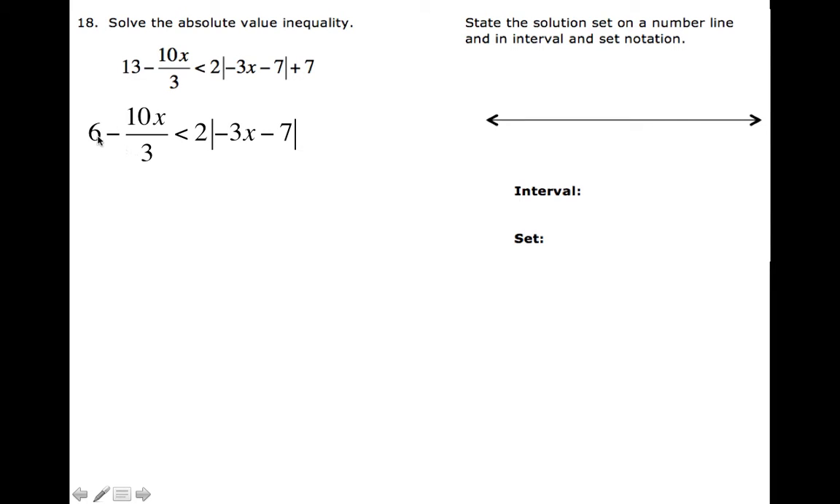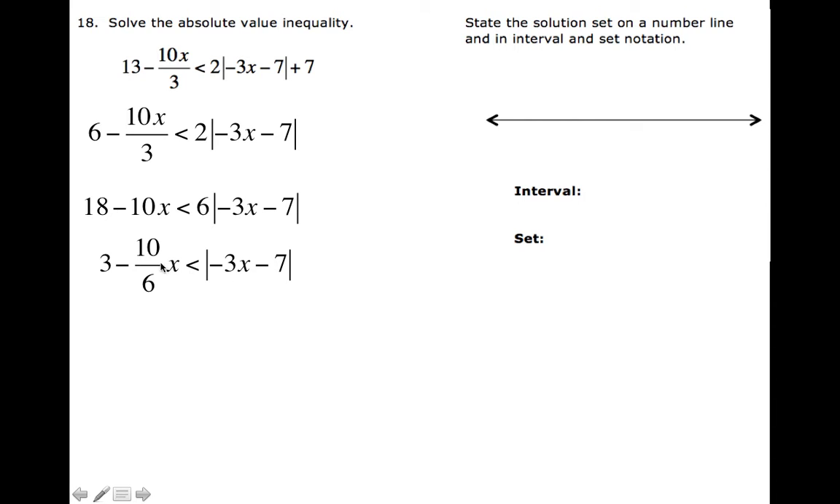Now I'm going to multiply everything by 3 to get rid of this fraction here. So 3 times 6 is 18. Multiply by 3 here to cancel, and multiply by 3 here to get 6. Now I will divide this side by 6 to get rid of the 6. 18 divided by 6 is 3. This divided by 6 is this, less than this absolute value.